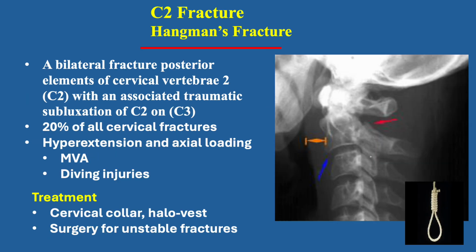C2 fracture. A hangman's fracture is a bilateral fracture of the posterior elements of cervical vertebrae 2, with an associated traumatic subluxation of C2 onto C3. Despite the term implying a hyperextension and distraction injury, such as the case in judicial hanging, the more common mechanism of action is hyperextension with axial loading with motor vehicular accidents and diving injuries. Hangman's fractures represent up to 20% of all cervical fractures. Treatment options include conservative management, cervical orthosis, halo vest orthosis, and surgical procedures.